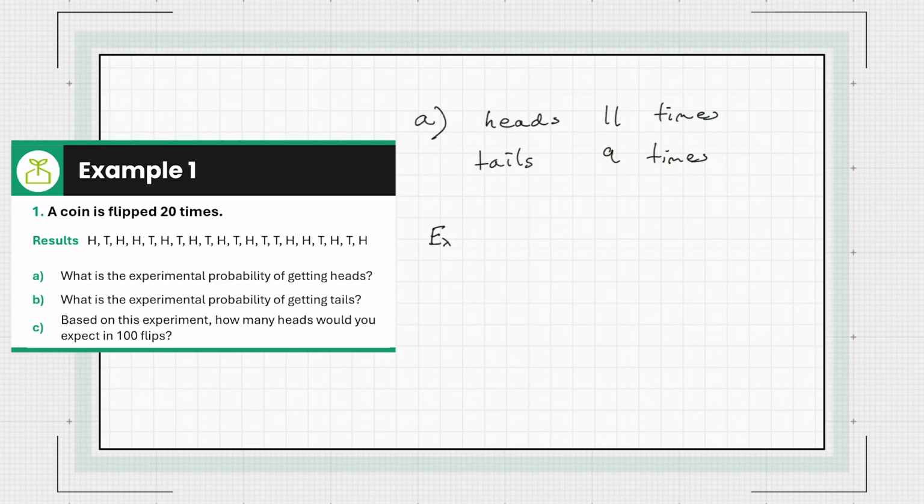So experimental probability of heads, it's equal to the number of times we're interested in happening. So in this case we have 11, it occurred 11 times, we got heads, divided by a total number of trials. So we flipped the coin 20 times, so we had 20 trials at this. And that's our probability. Okay, we usually leave it as a fraction. You can convert it to a decimal if you would like, but a fraction is usually our preferred method. So experimental probability in this case is 11 out of 20.